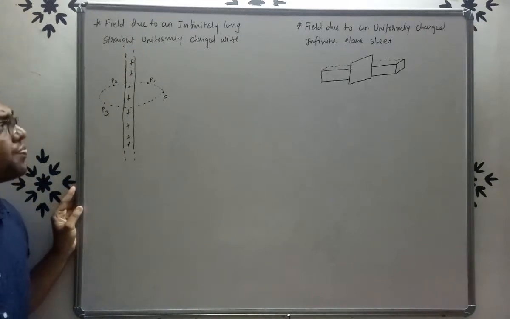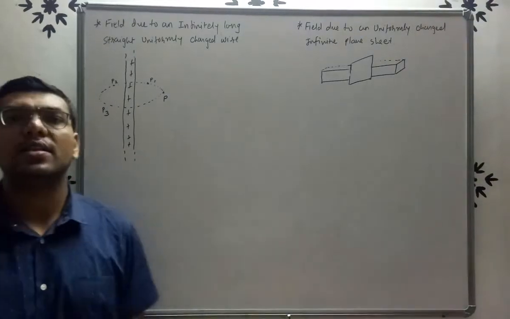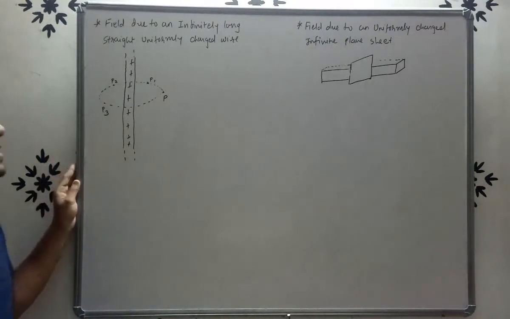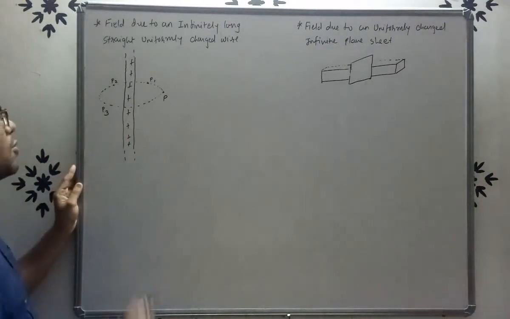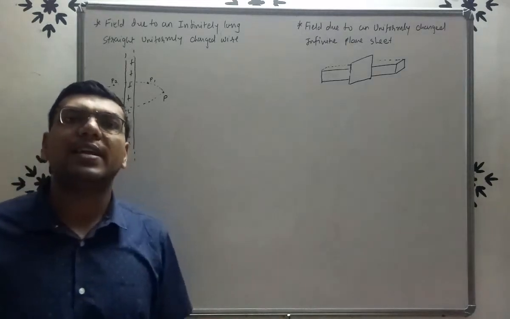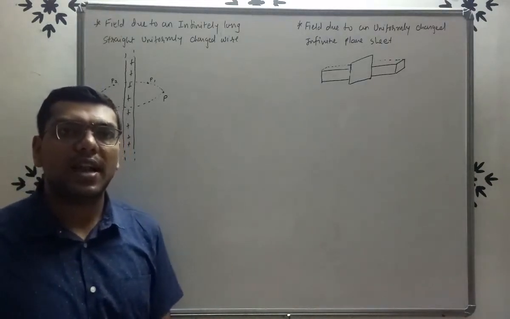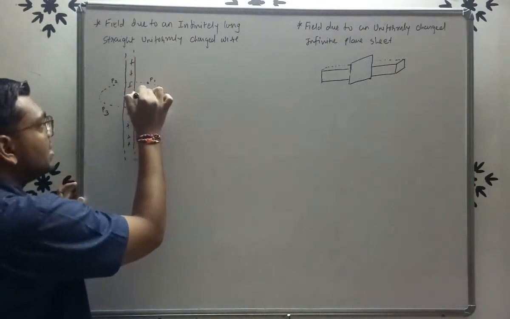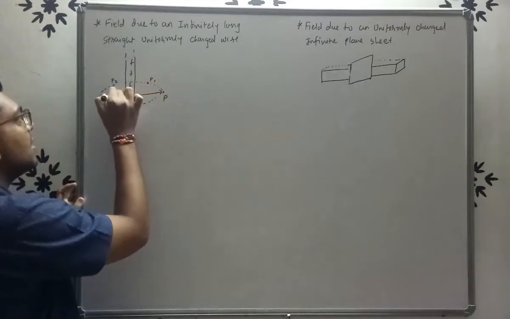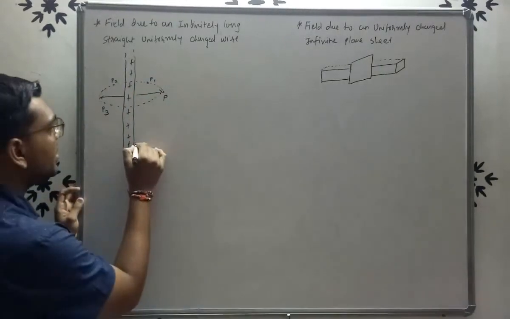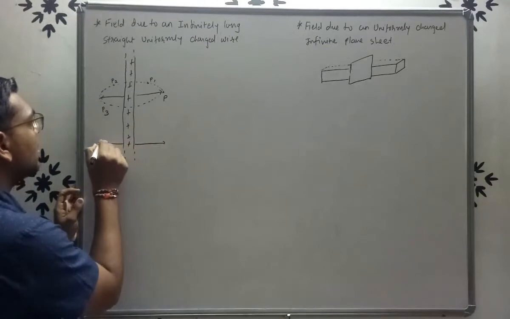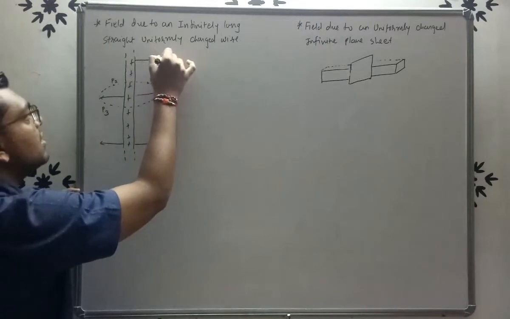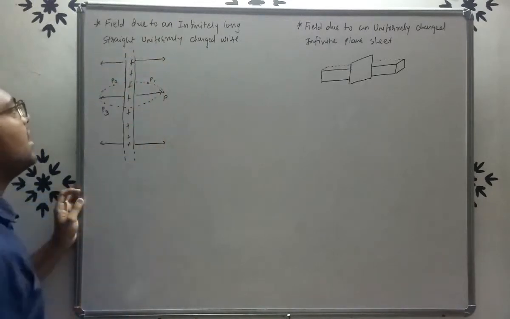So the electric field will remain the same at every point, right? You have to write this sentence. Now this is the positive charge, so the direction of electric field is outward, right? So here the direction of electric field is outward like this, right? Here like this, right? Here at this point like this, right?